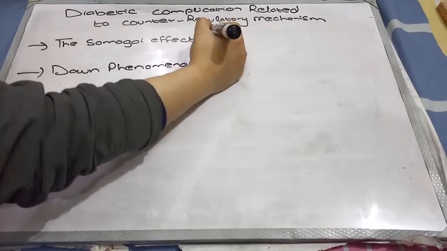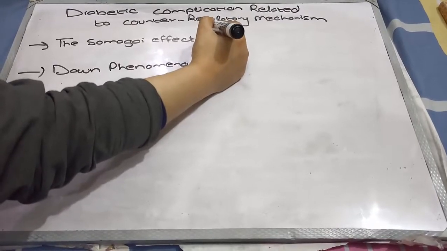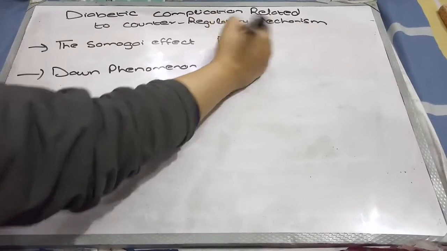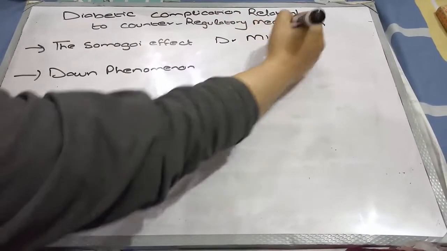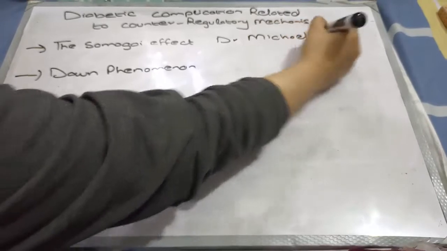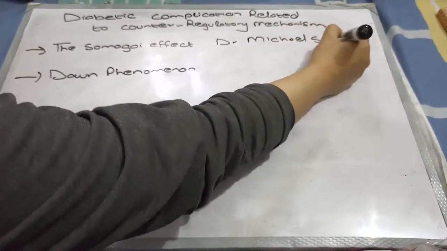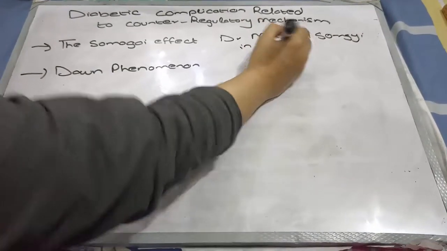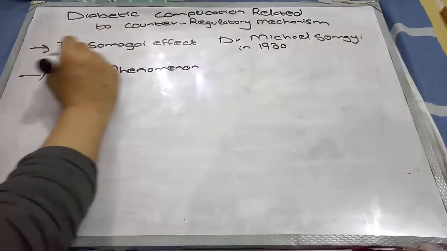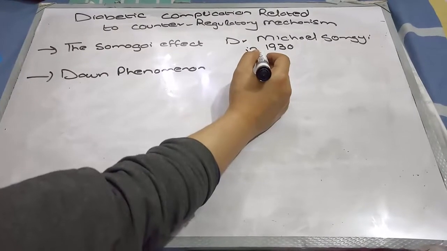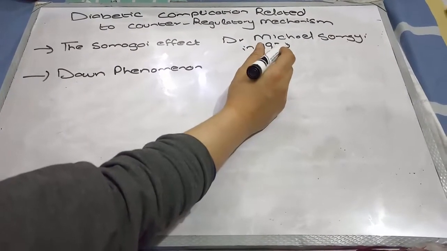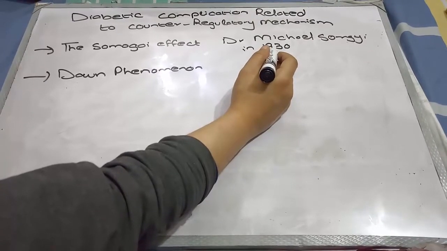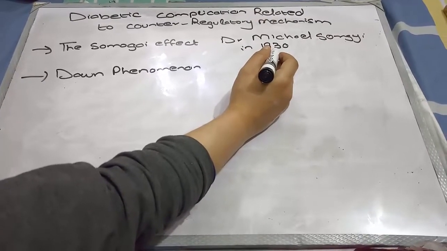The Somogyi effect was introduced by Dr. Michael Somogyi in 1930. So what does this effect say? It says that there is a cyclic pattern of early morning hyperglycemia, which is due to insulin-induced hypoglycemia occurring during the previous evening.